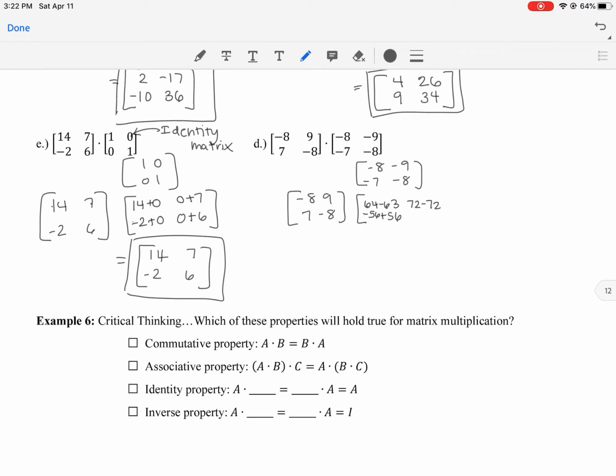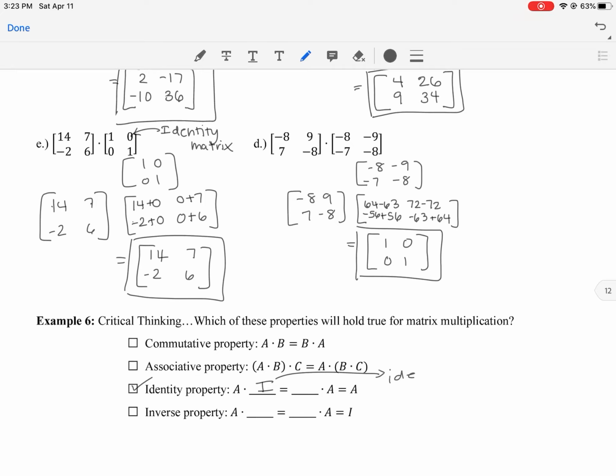7 times a -8 is equal to -56. And a -8 times a -7 is a positive 56. 7 times -9 is going to be -63. And -8 times a -8 is a positive 64. So we end up getting 1, 0, 0, 1. You should start to recognize that as the identity matrix, but what we're showing here is that there is something that we can multiply a matrix by to get the identity out, or basically the multiplicative identity out.